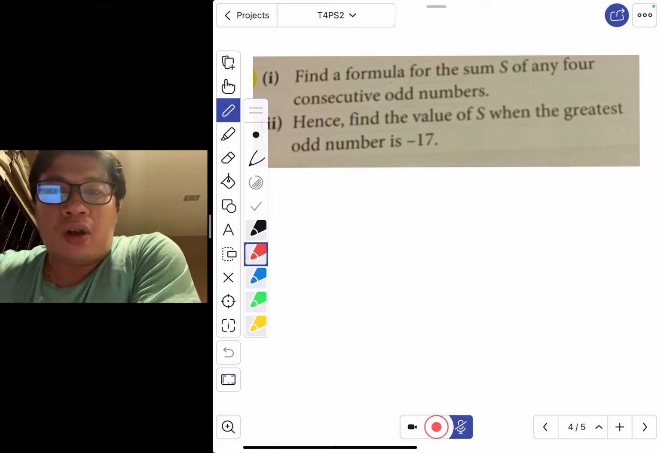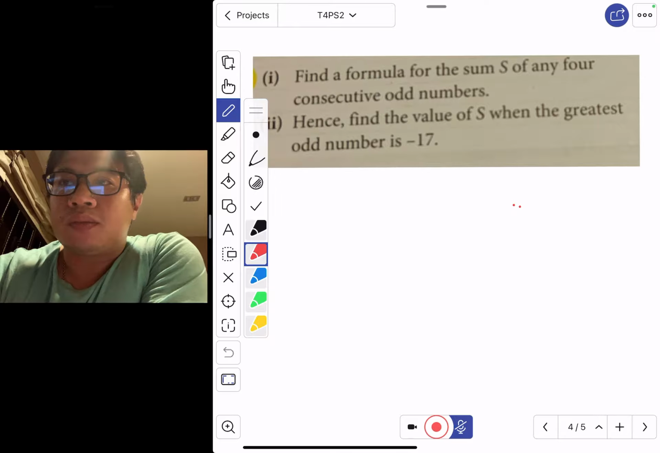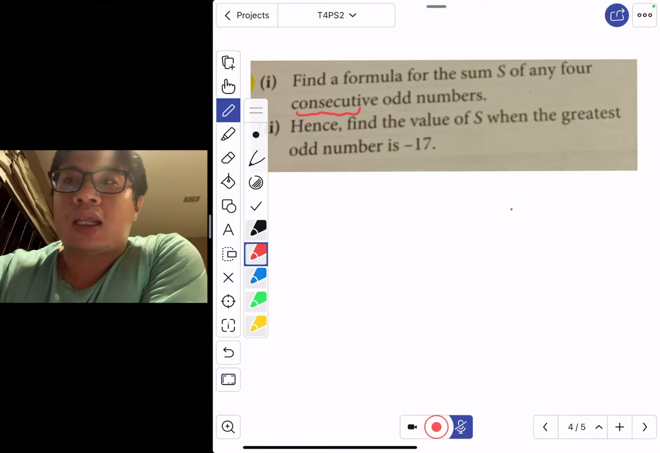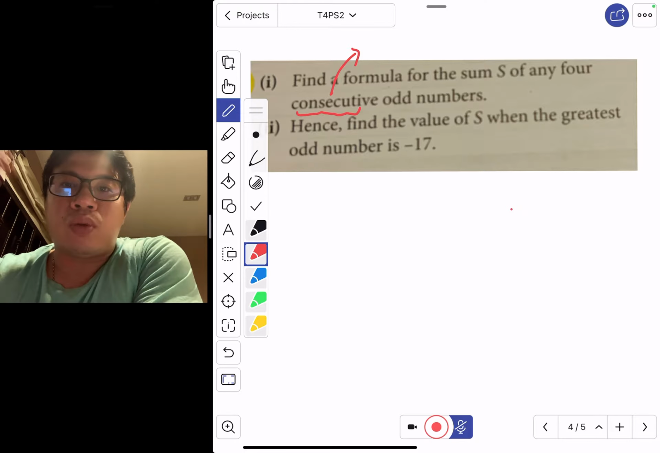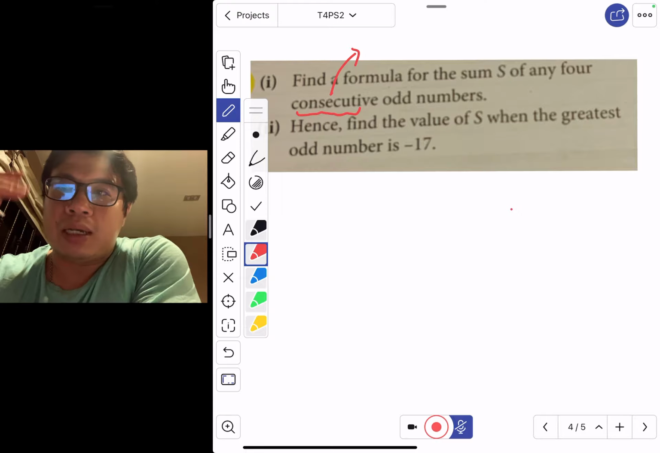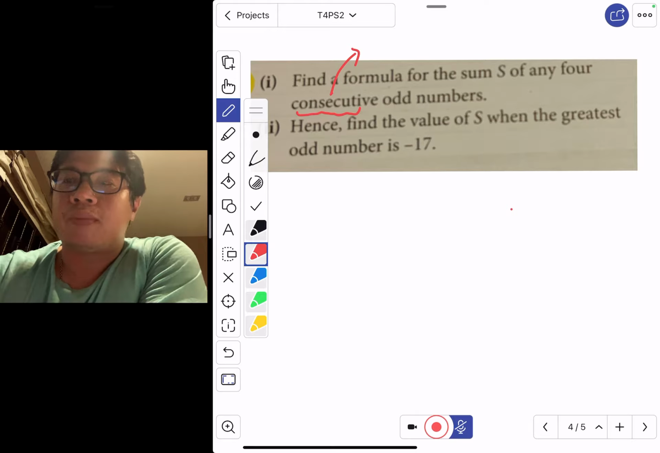So here, if it's very difficult, you just remember that when you talk about consecutive odd numbers, consecutive means they come one after the other. The word consecutive means that they already come one after the other, like back to back. So consecutive really means they are coming back to back.